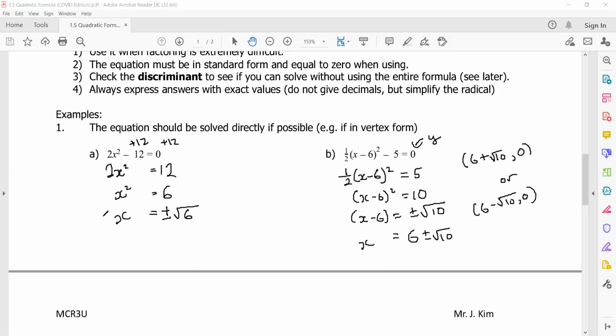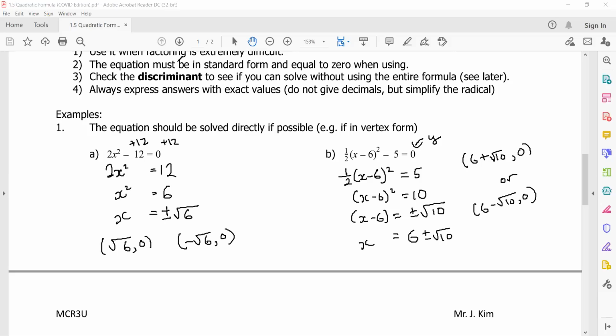In the same way, I'll go back to the first one. If my x is root 6, my y value is 0. And if my x is negative root 6, my y value would be 0. That's essentially what we're trying to find. That's what we did. No factoring, no formula, no nothing.